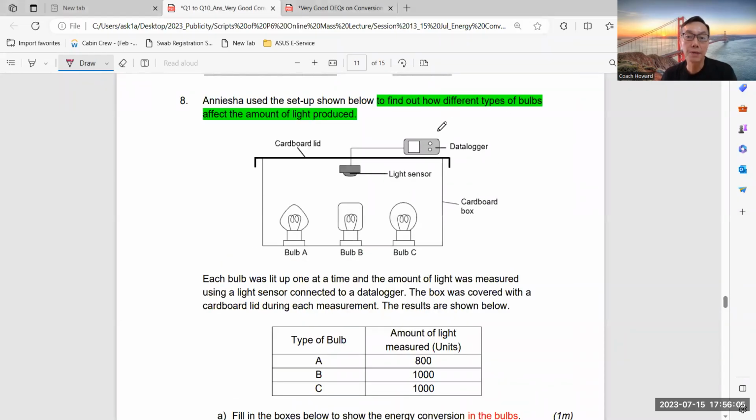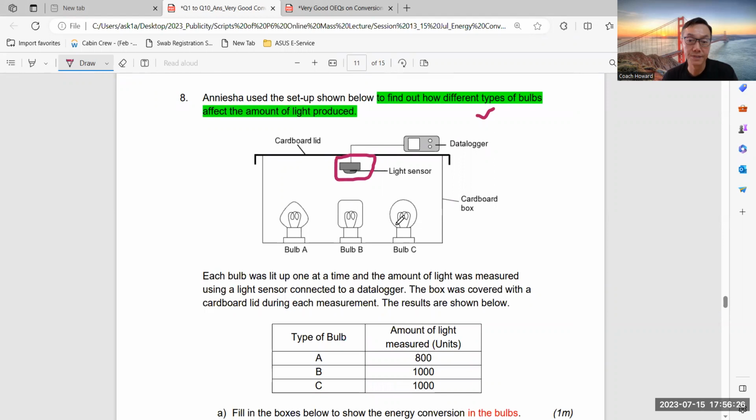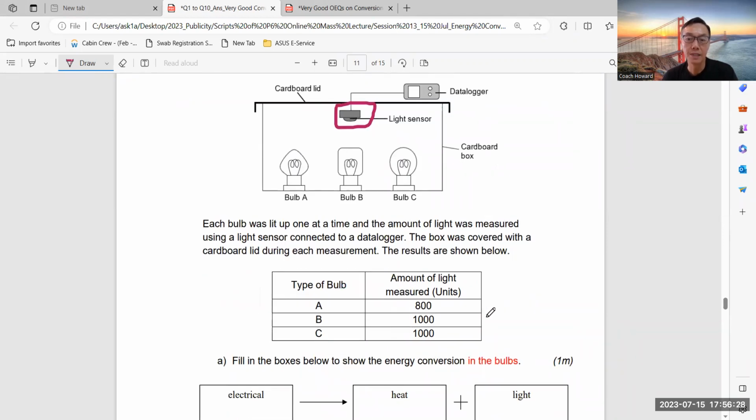Okay, this experiment is to find out how different types of bulbs, I take note of this part, affect the amount of light produced. And then there's a data logger here. The light sensor is here. Notice this is not a fair experiment because the light sensor is at different distances from the three bulbs. So the amount of light being measured is 800, 1000, 1000.